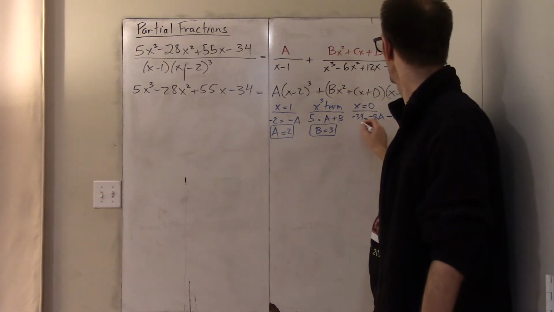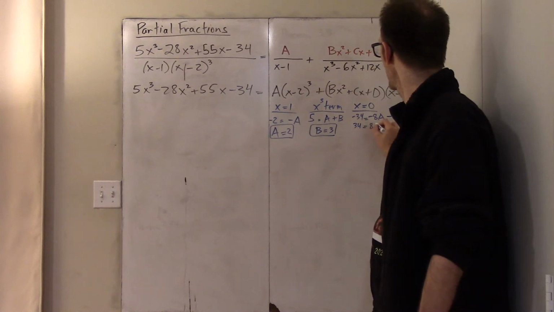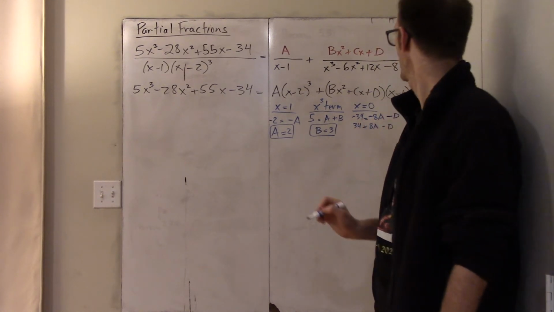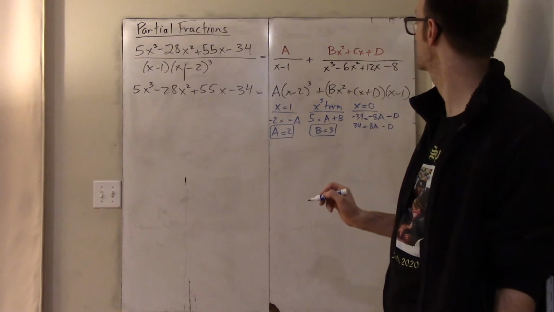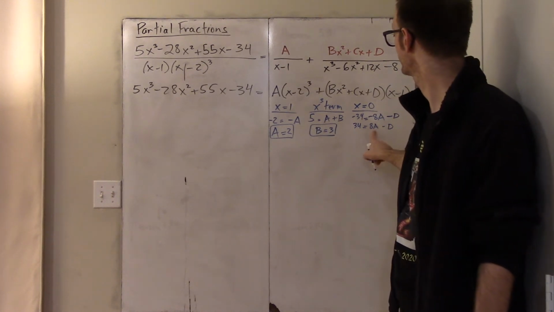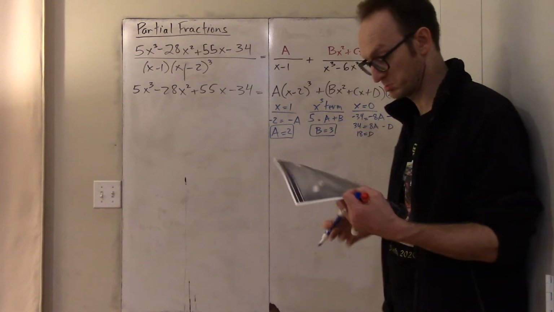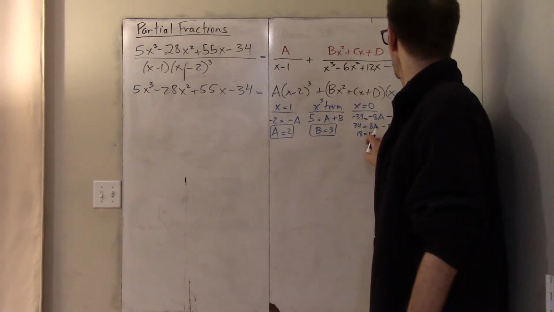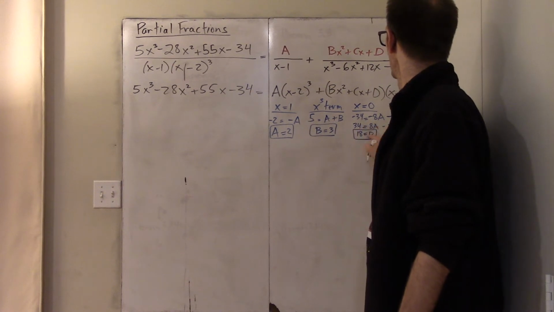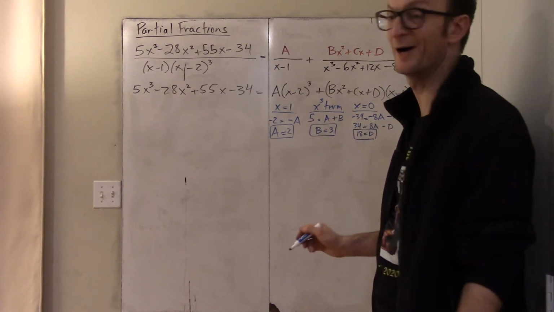Okay, so 34 is 8a minus d. But also, a is 2. So that's 16. So I think d is 18. Is that right? Yeah. All right, and now just one more left to go.